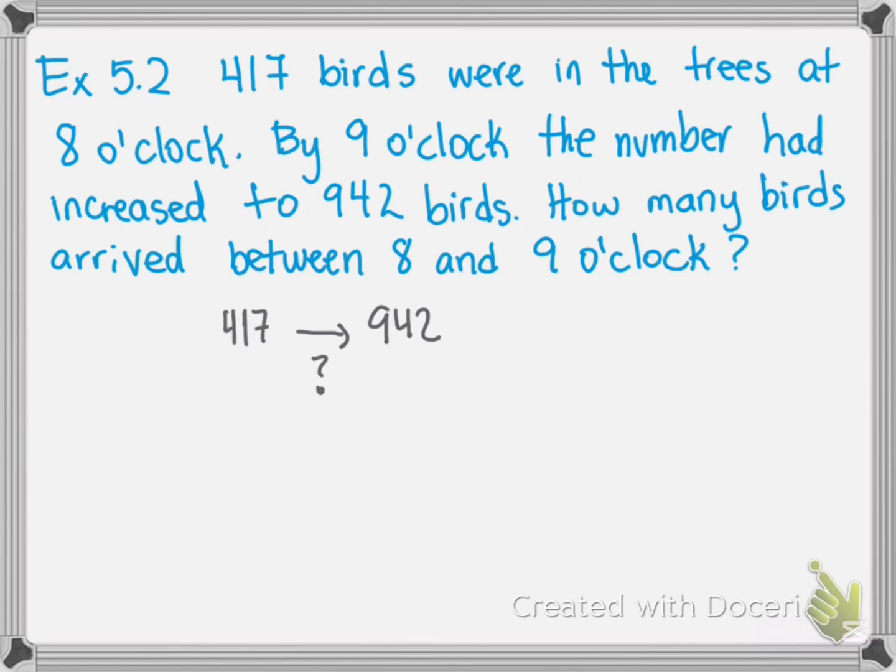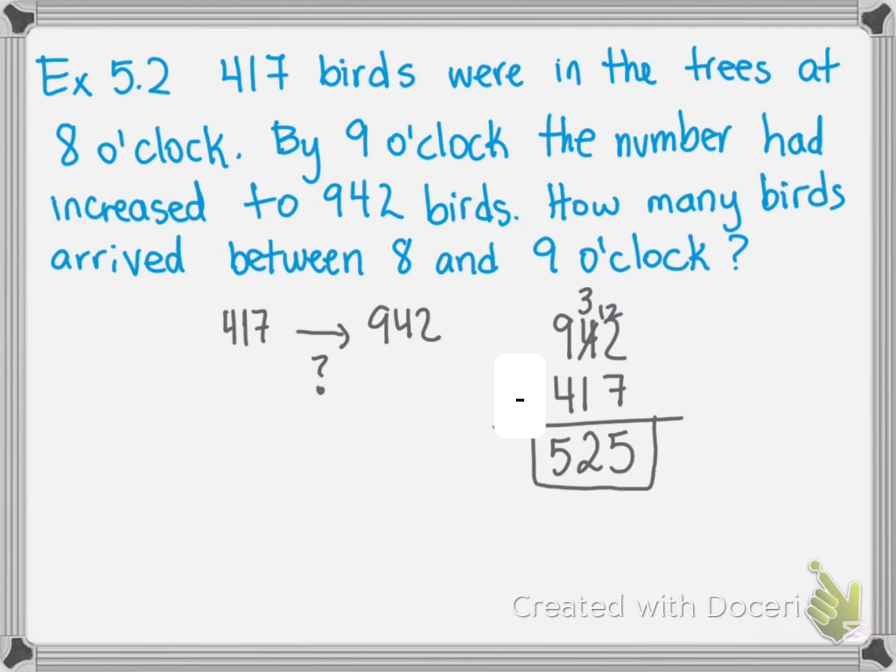So again, what we want to do here is subtract, because we want to know what is the difference between these two numbers. And again, we don't have enough, 2 minus 7, so we are going to borrow, put a 3 here. Now we have 12. 12 minus 7 is 5. 3 minus 1 is 2. And 9 minus 4 is 5. So 525 birds arrived between 8 and 9. Okay, very easy. Just make sure that you understand what the exercise is doing, and you can even write the information given so that it helps you see what's happening.